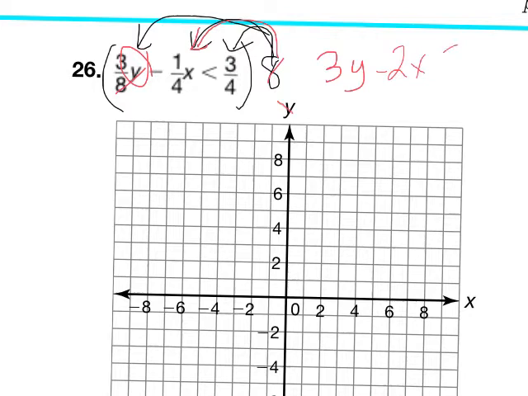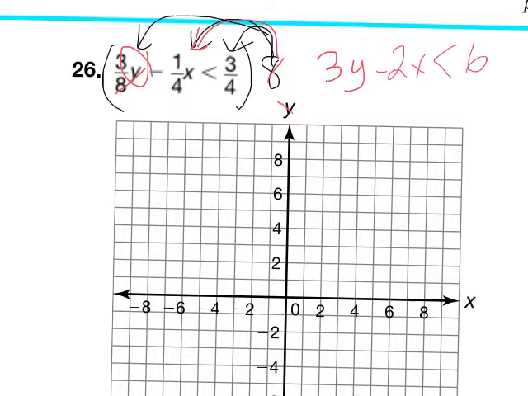And then we bring the same inequality. Then we have 8 times 3, which is 24. 24 divided by 4 is 6. Or you could do 4 into 8 is 2, and 2 times 3 is also 6.